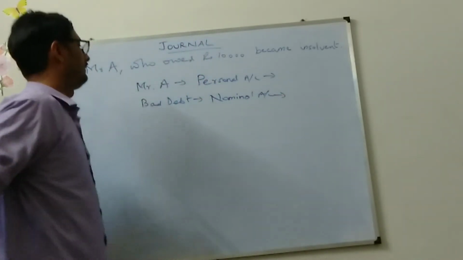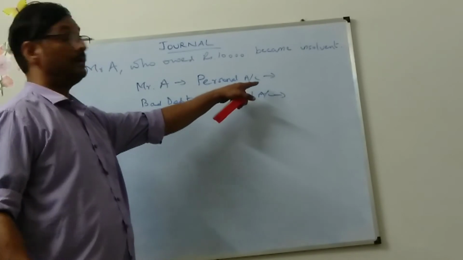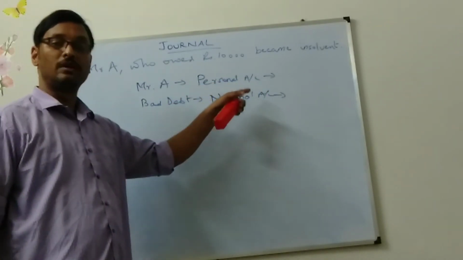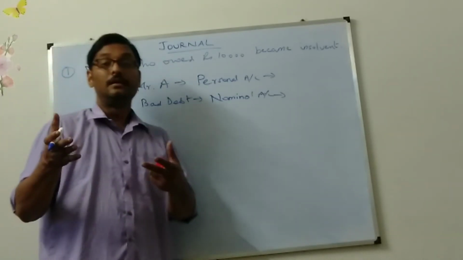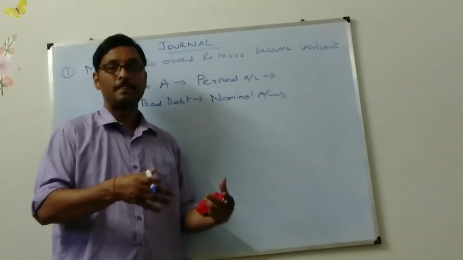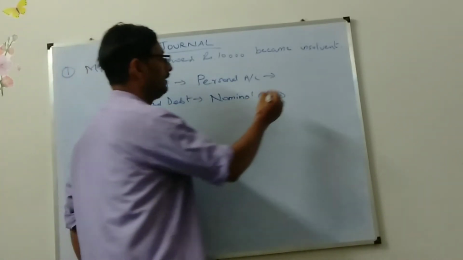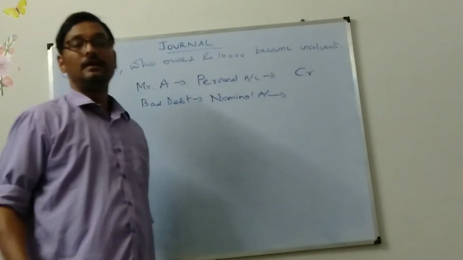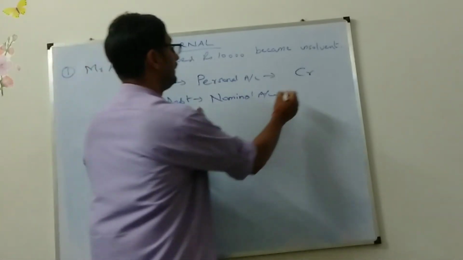Now, look at this. Mr. A, personal account. Debit is the receiver, credit is the giver. He is supposed to give you 10,000 rupees. Mr. A is the giver, so he will be credited. Bad debt is your loss. Debit all expenses and losses, so it will be debited.